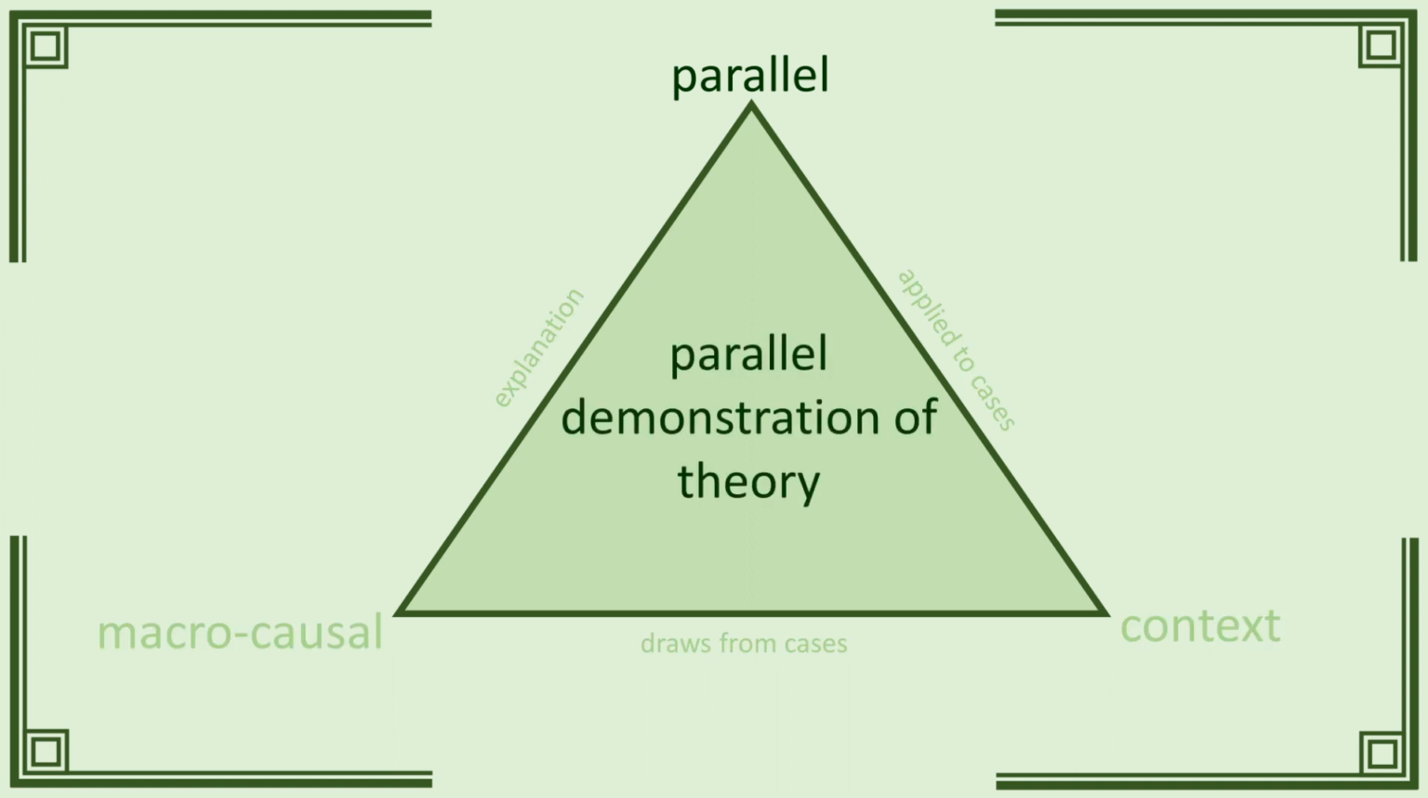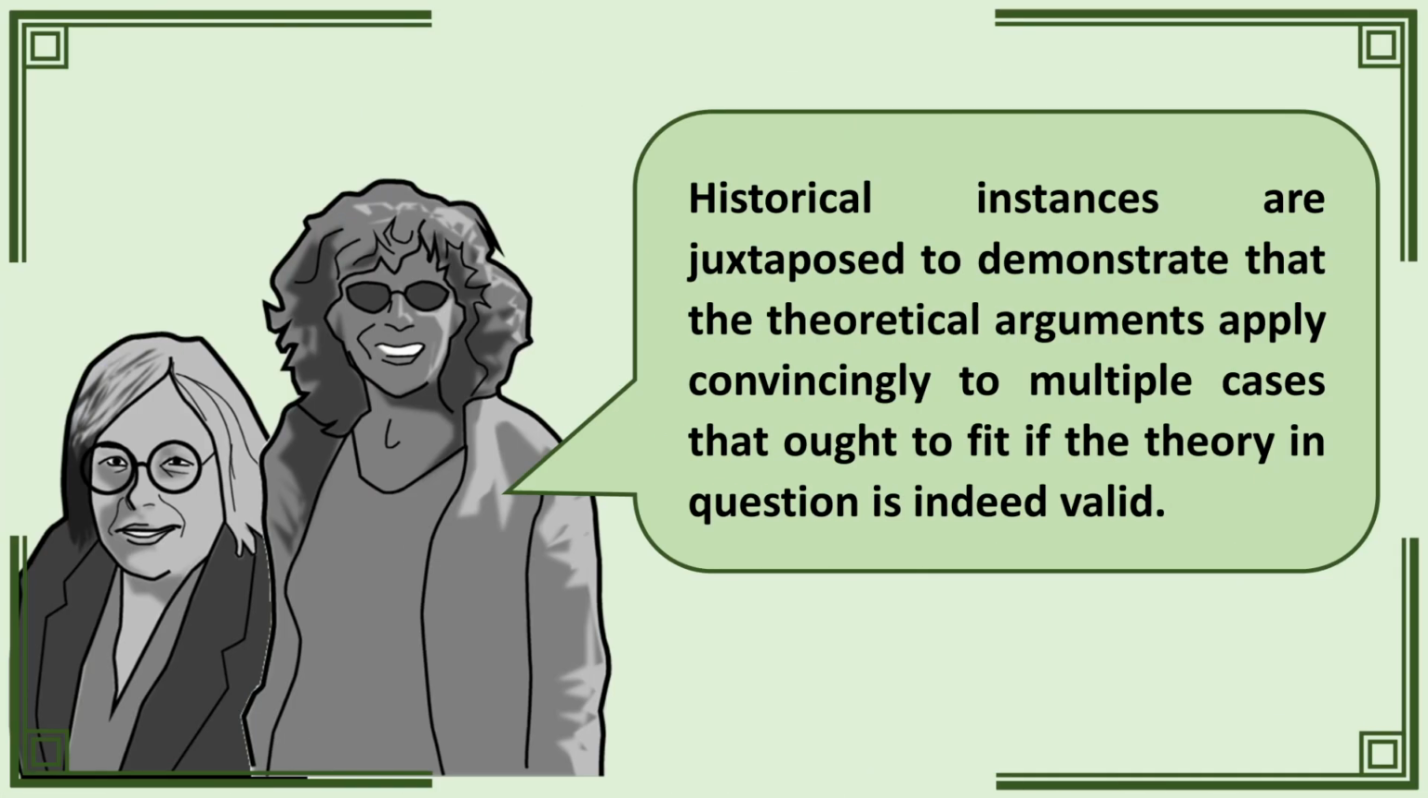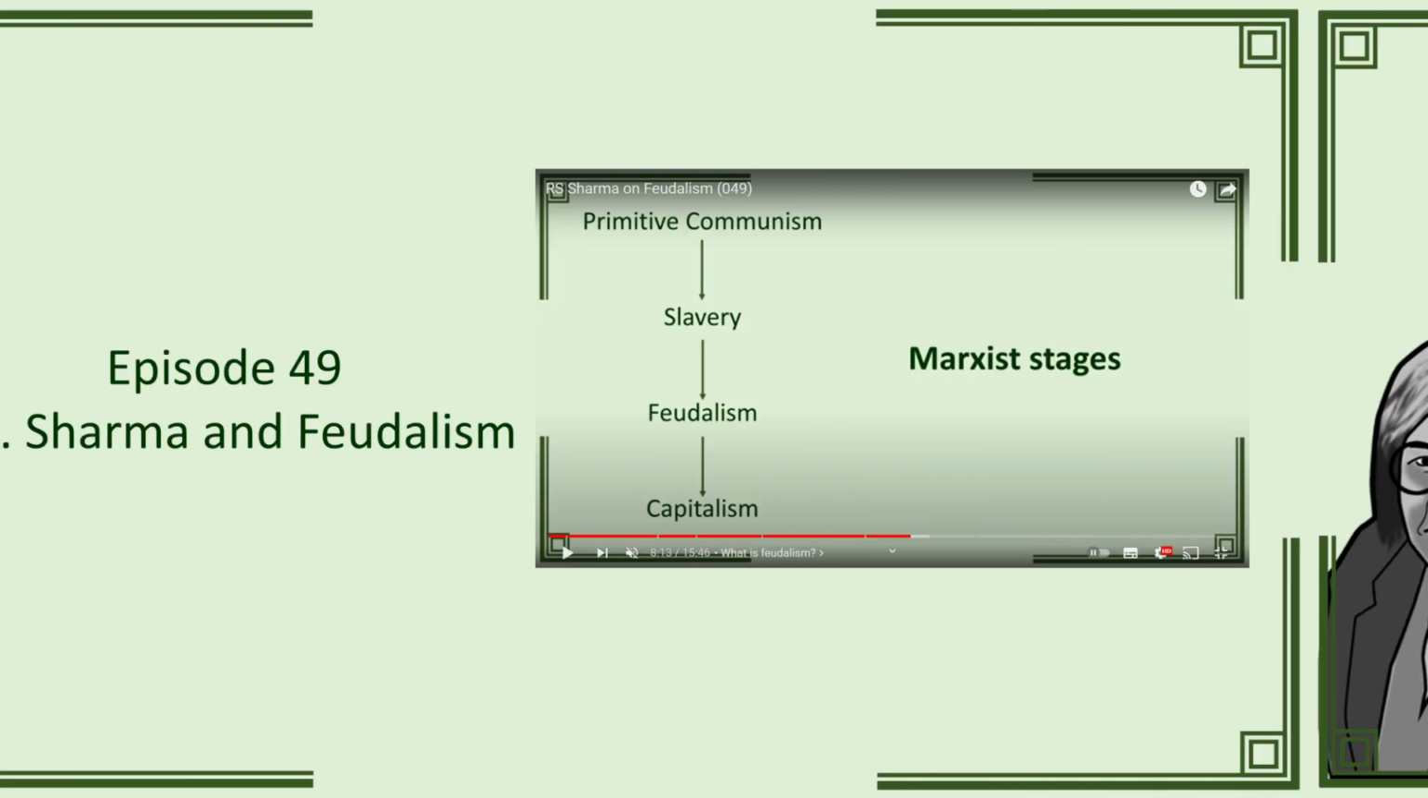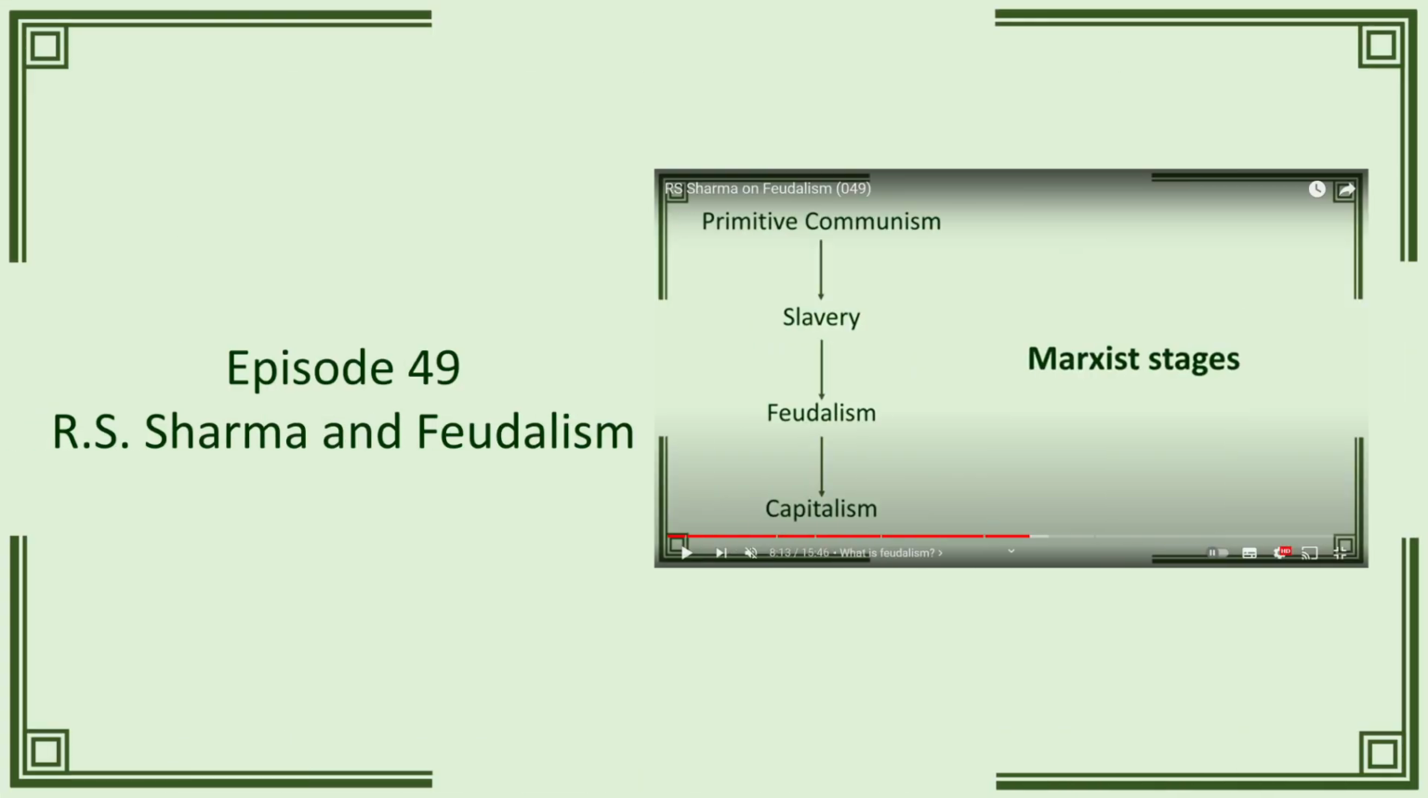The first type of comparison they refer to as parallel demonstration of theory. They describe it like this. Historical instances are juxtaposed to demonstrate that the theoretical arguments apply convincingly to multiple cases that ought to fit if the theory in question is indeed valid. To give a concrete example, last year I did an episode about feudalism and how it applied in Indian history. The concept of feudalism is derived from a Marxist theory that societies develop in stages, and obviously you could reasonably ask if that theory is sound.